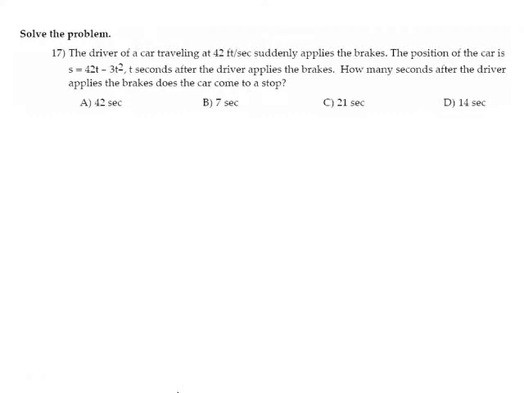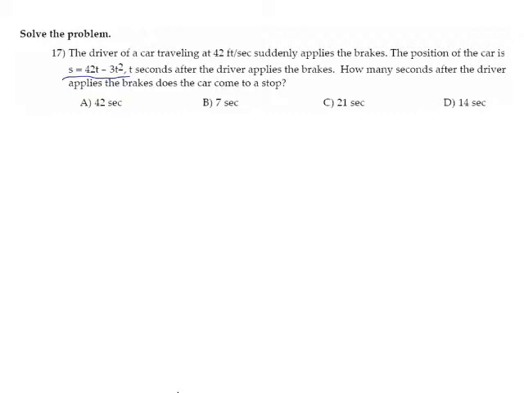Number 17, you've got a driver, and the car is traveling at 42 feet per second. He suddenly applies the brakes. The position of the car is given by S equals 42t minus 3t squared, t seconds after the driver applies the brakes. How many seconds after the driver applies the brakes does the car come to a stop?